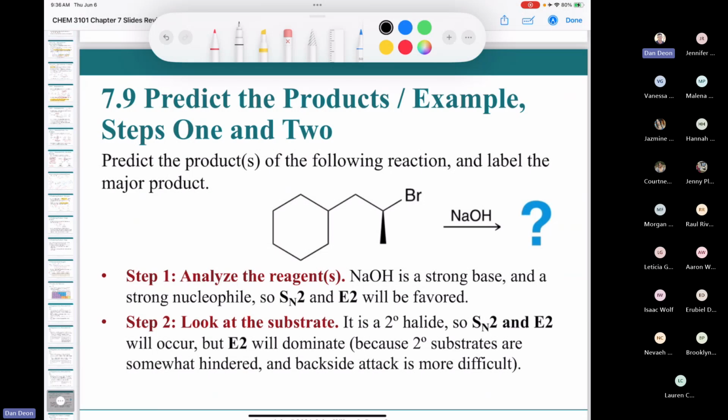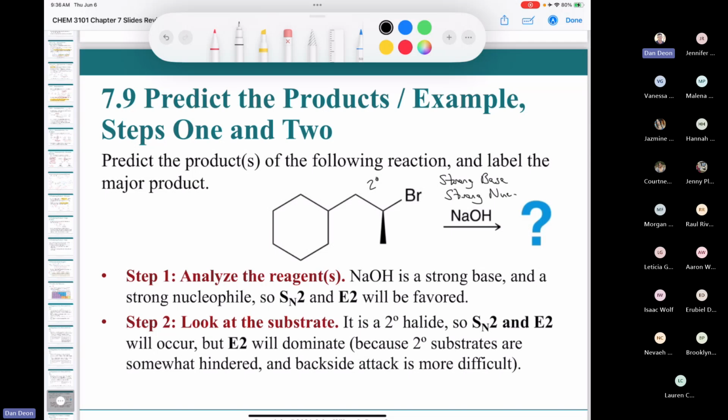So let's say you had this question here. See, there's a stereocenter in the substrate. We have a secondary alkyl halide, so I'll put here it's secondary. Then you have a strong base, strong nucleophile.